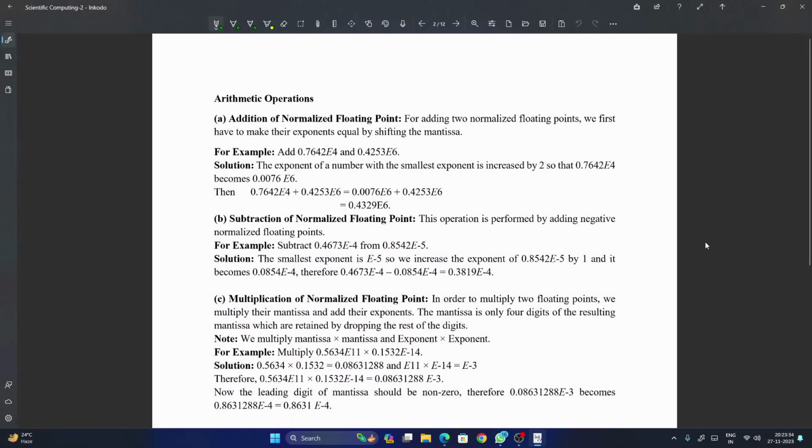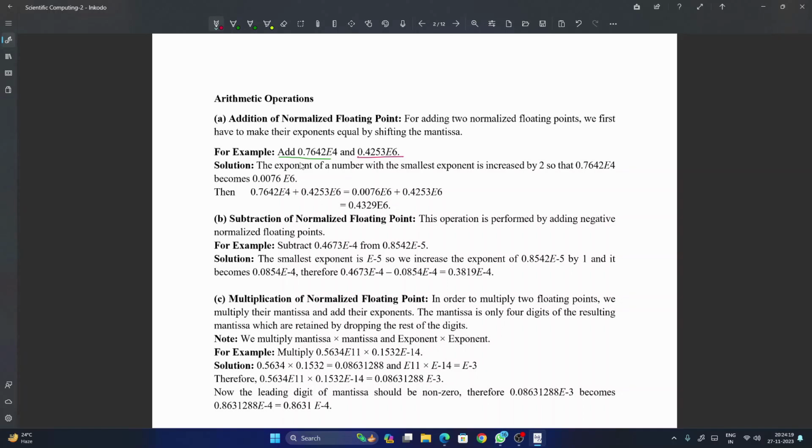First of all, the addition of normalized floating point numbers, where suppose we have taken only 4 digits in the mantissa part. In the 4 digit mantissa, there are two numbers. One is 0.7642 e4, that means exponent 4, and the other is 0.4253 e6, an exponent 6 number. Before adding these two numbers, you have to convert both to the same exponent, otherwise you cannot take the summation.